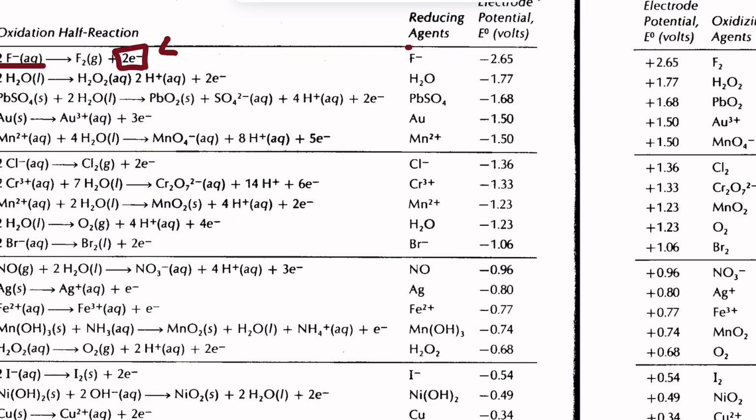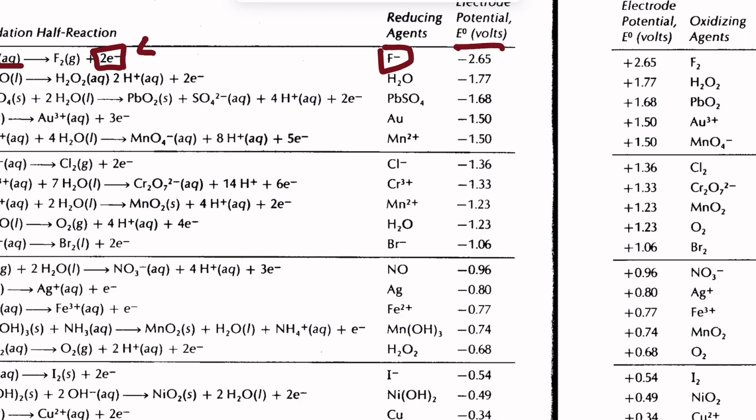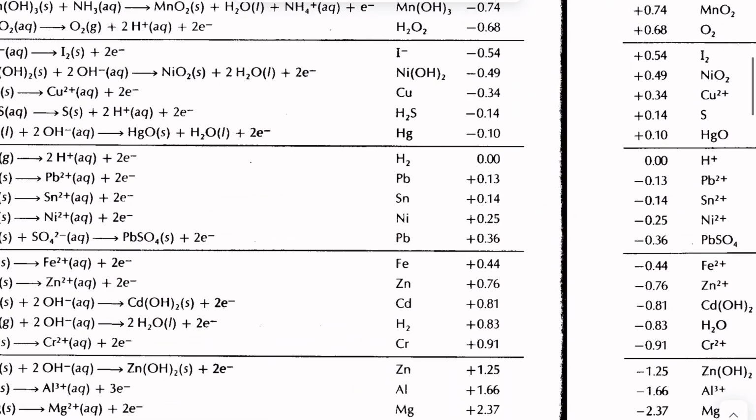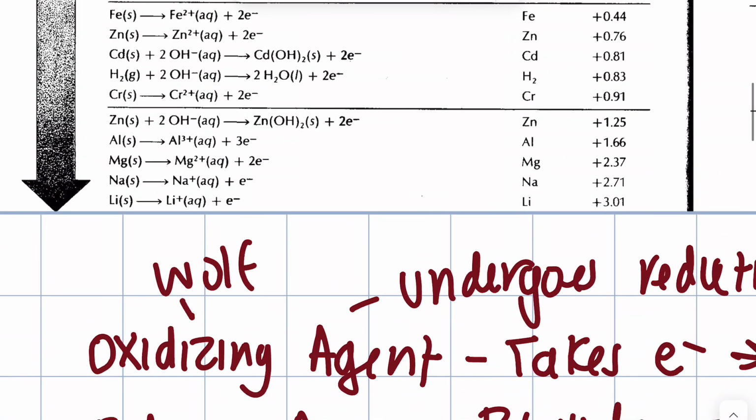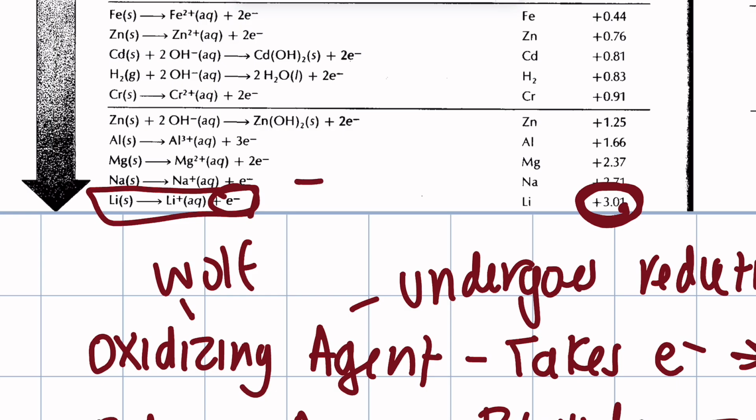So we have the reducing agent, the thing that is losing electrons, and the electrode potential. I'm not going to say much about the electrode potential, except for this. When the electrode potential is negative, this is an unfavorable reaction, and the more positive it is, the more favorable the reaction is. So down here at the bottom, we have lithium solid turning into lithium aqueous and giving away its electron.